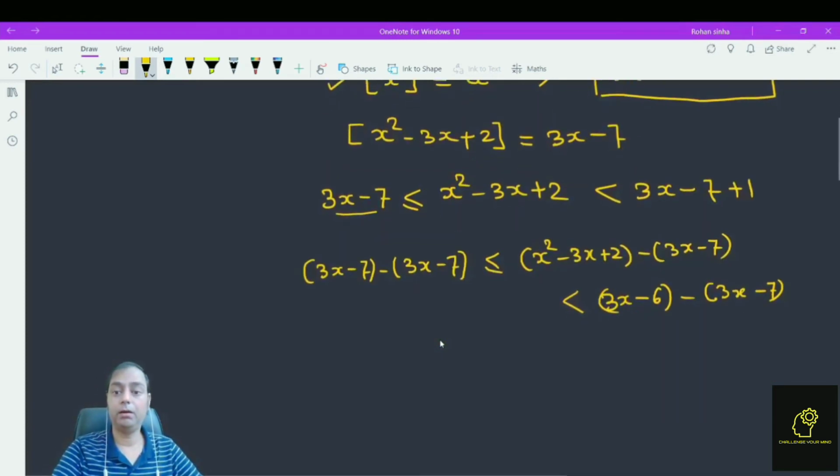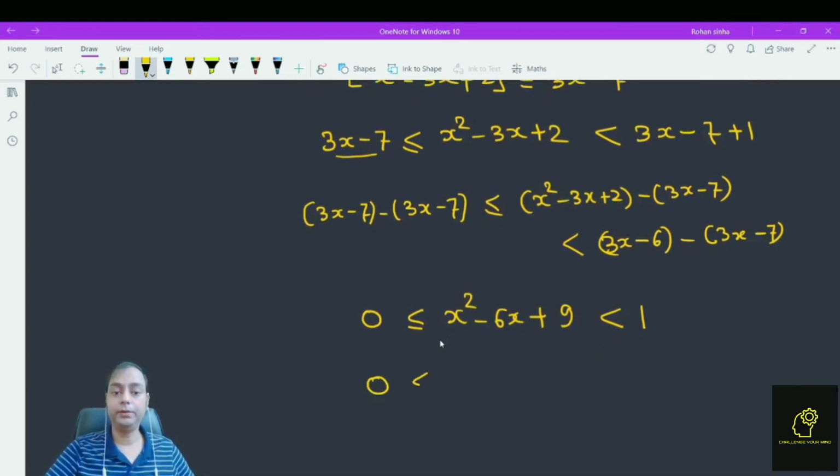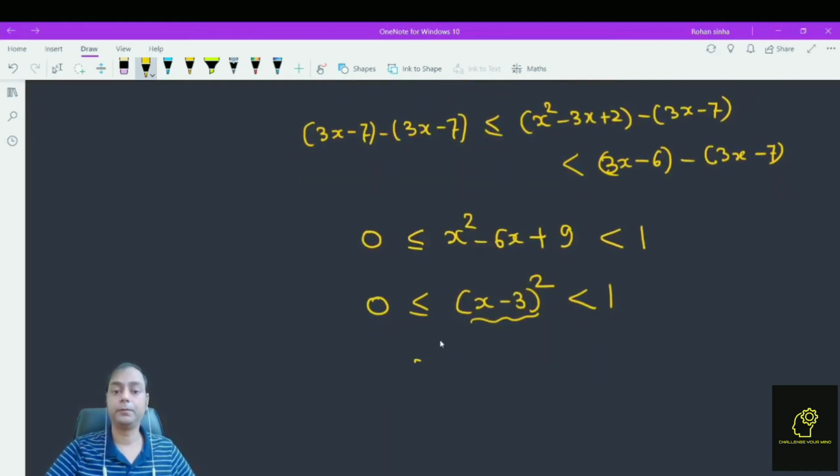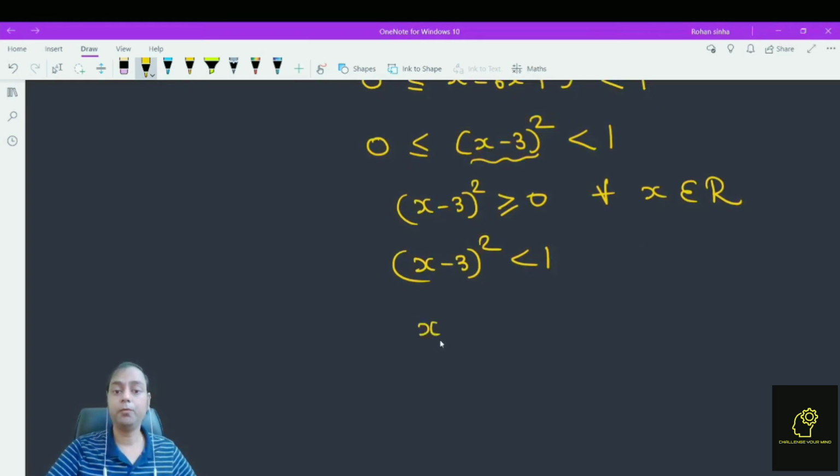So finally what do we obtain? We obtain 0 ≤ x² − 6x + 9 < 1. If we proceed further, we find 0 ≤ (x − 3)² < 1. As x is real, (x − 3)² is always greater than or equal to 0 for all x belonging to R. So finally we can say (x − 3)² < 1. If you proceed further, you find (x − 3 − 1)(x − 3 + 1) < 0.